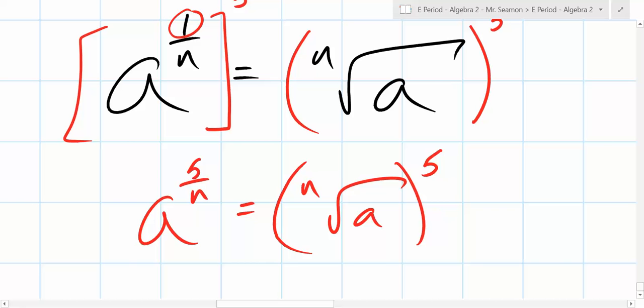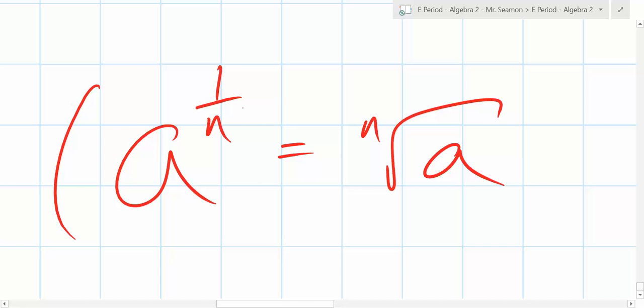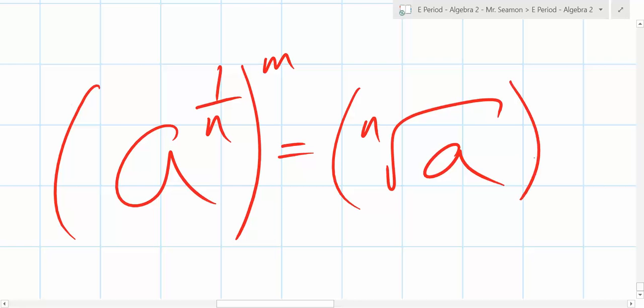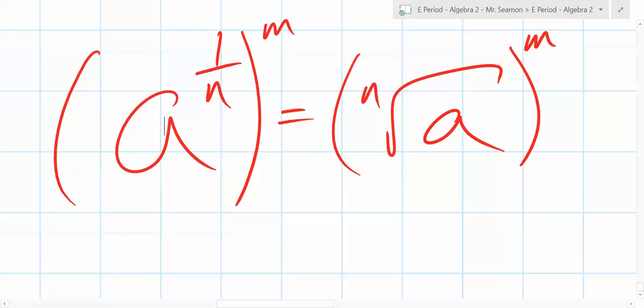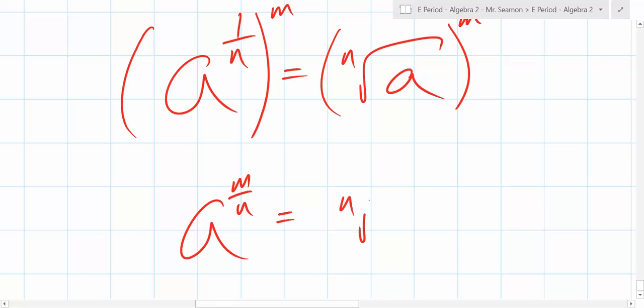So I'm going to go one step further. I'm going to ask you a different question. You already know that this is true, right? A to the 1 over n is equal to the nth root of a. I'm going to raise both sides to the m power. What do you do with powers of powers? You multiply them. So what does this become? A to the m over n is equal to the nth root of a raised to the what power?